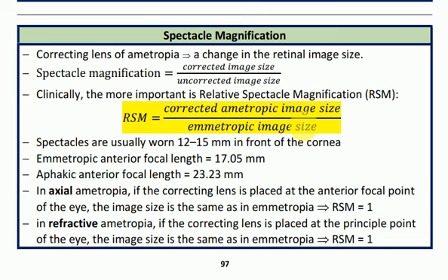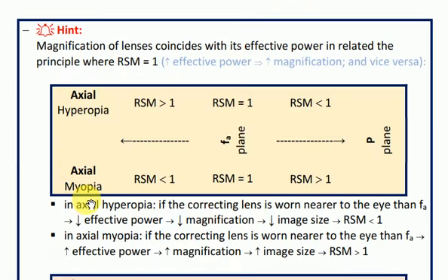However, in axial myopia, if the correcting lens is placed at the anterior focal point of the eye, the image size is the same as emmetropia. If the correcting lens is worn nearer the eye than the anterior focal point, then the image size is increased. The relative spectacle magnification is therefore greater than unity. Contact lenses in axial myopia thus have a magnifying effect.